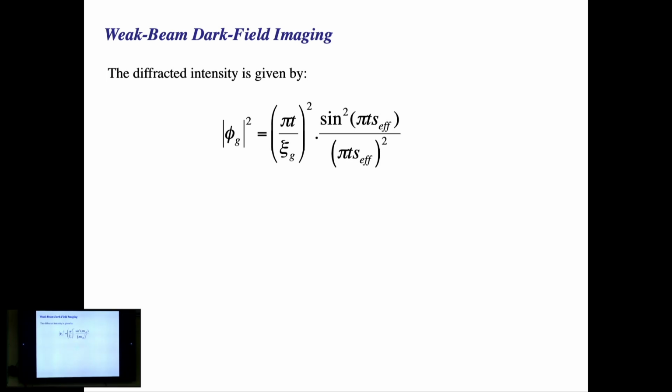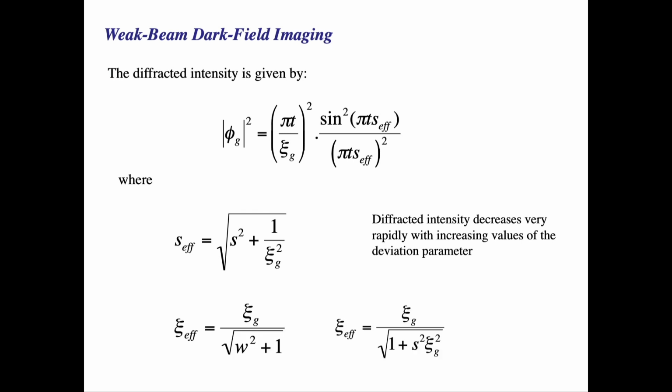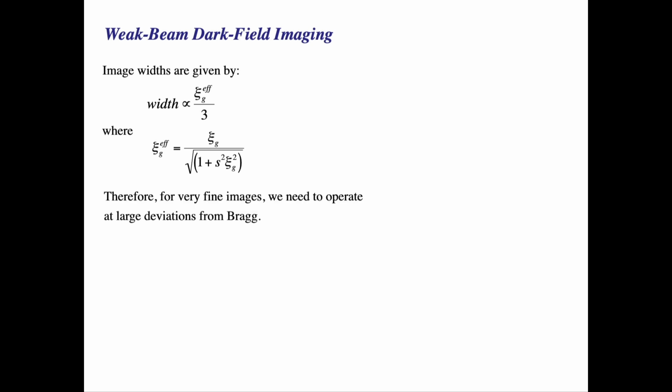So we said the refracted intensity is given by this, and this is the effective deviation parameter here. You've seen those terms before. So the refracted intensity decreases very rapidly with increasing values of the deviation parameter. Okay, so this is our effective extinction distance here. It depends on our deviation parameter, or we can write it like that. And so our image widths as well are proportional to this effective extinction distance divided by 3, right? Where that's our effective extinction distance. So if we want very fine images, we need to operate at large deviations from Bragg.